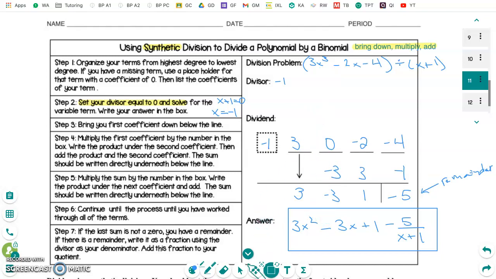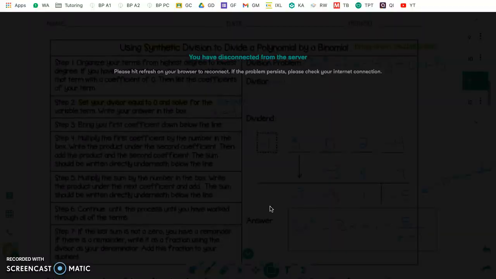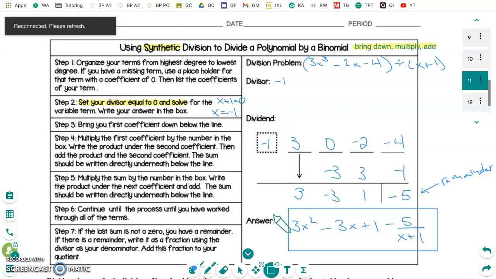Now I will never tell you which method you have to use. I'm not going to insist you have to do long division or you have to do synthetic. It's completely up to you. How many of you, based on this one thing, would prefer synthetic over long division? If you want to just never again do long division, that's fine. You can just do synthetic division. That's what most people choose to do.